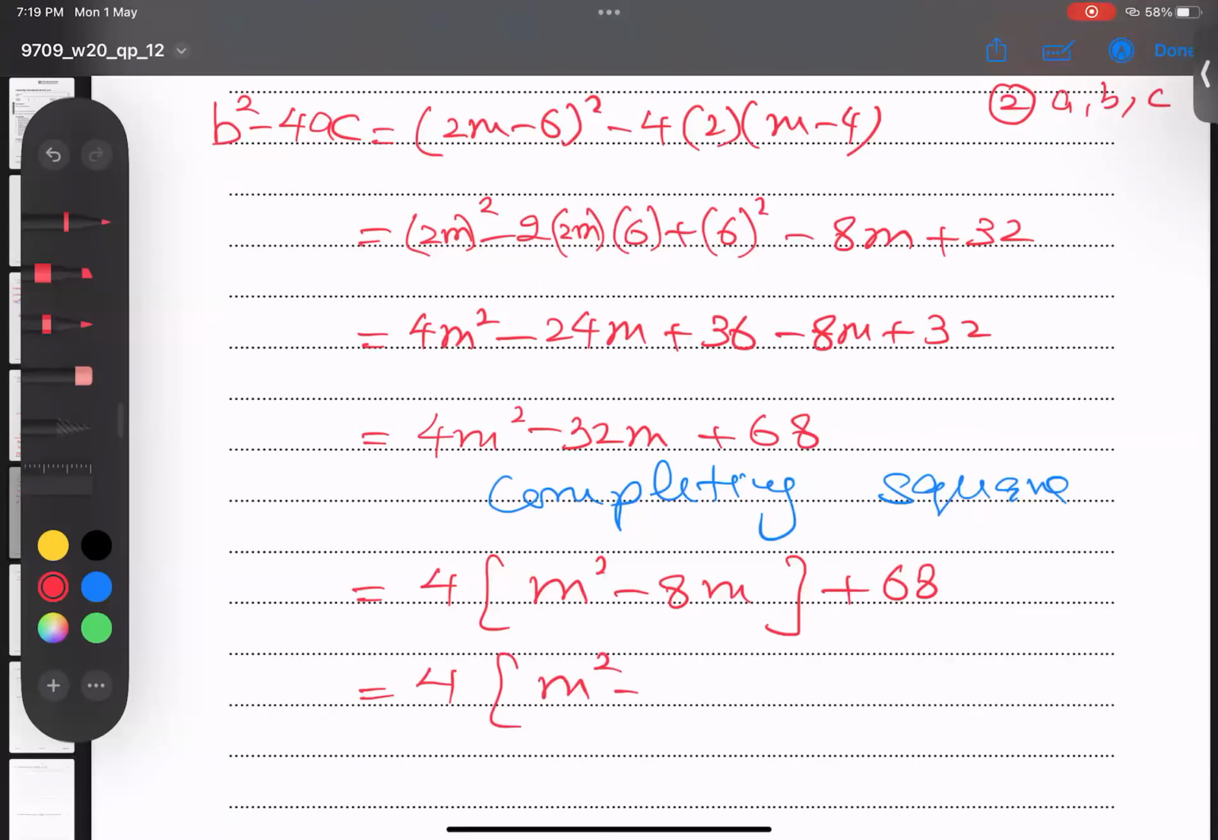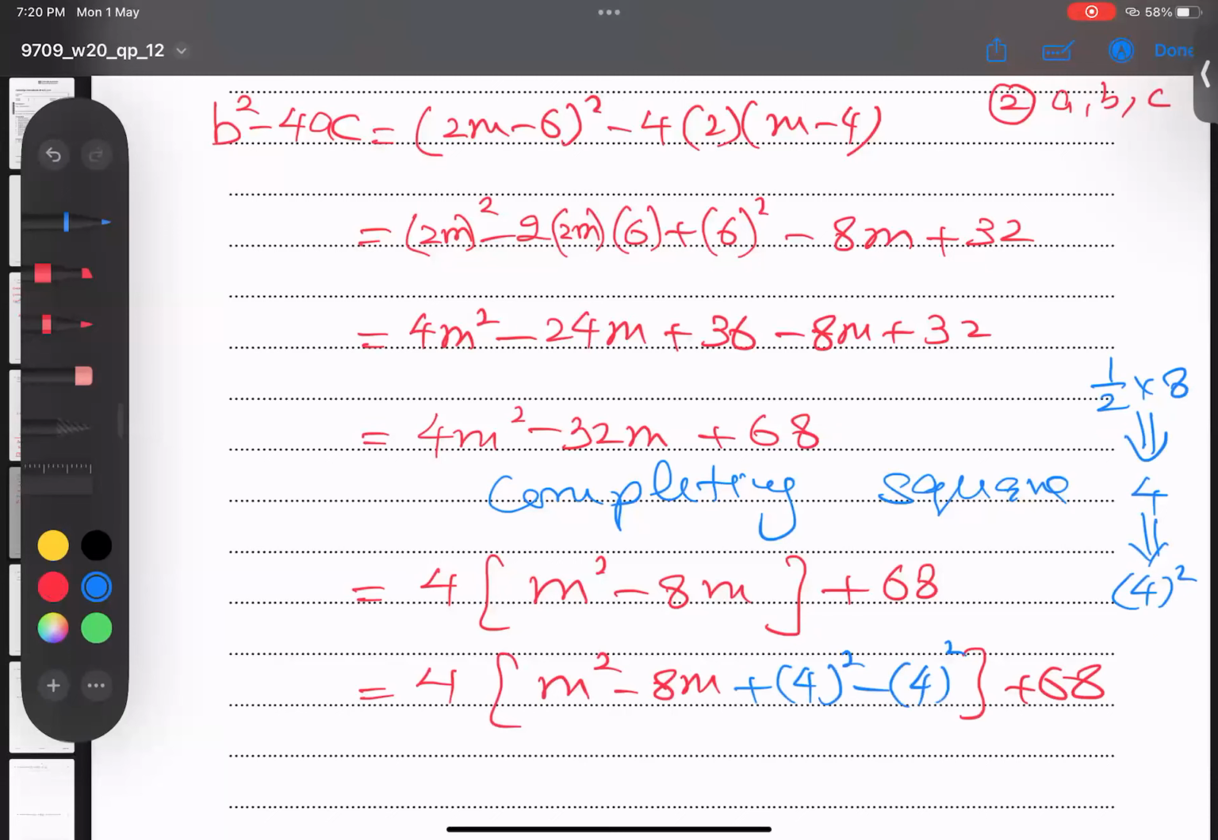M square copy, 8m copy, and 68 copy. What is half of 8? I'm writing on the top, half of 8. It becomes 4. And 4, take a square of this number, 4 square. And 4 square, add and subtract. So look at here, students, 4 square, add and subtract. And I'm going to complete the square now.